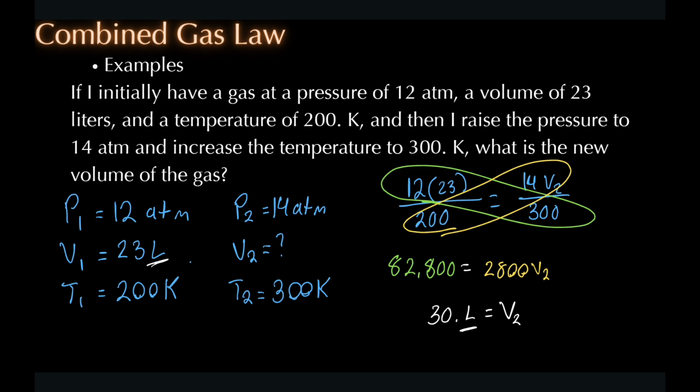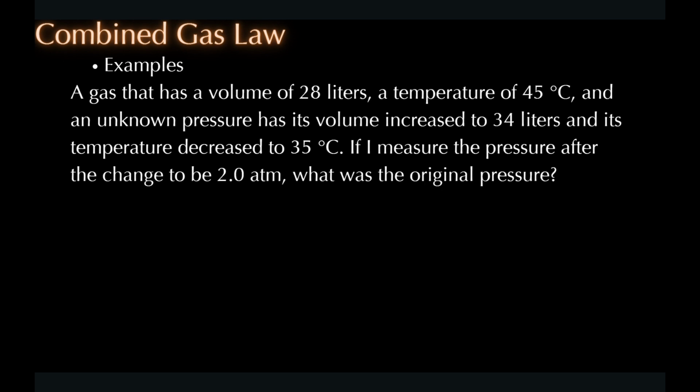Let's go ahead and take a look at another example. Alright, in this one, a gas has a volume of 28 liters, a temperature of 45 degrees Celsius, and an unknown pressure. It has its volume increased to 34 liters and its temperature decreased to 35 degrees Celsius. If I measure the pressure after the change to be 2 atmospheres, what was the original pressure?